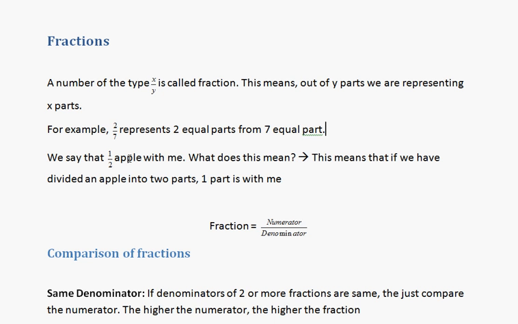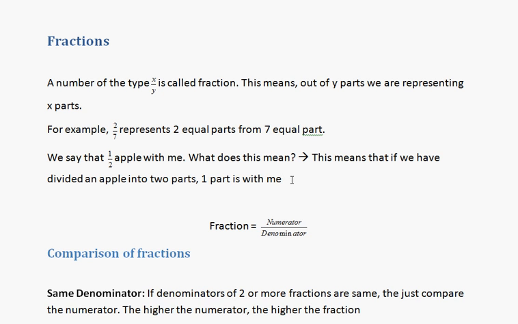What do we mean when we say we have half an apple? We mean that when we divide the apple into two portions, out of those two portions, one is with us, right? So 1 by 2 means 1 out of those two portions is with us. So a fraction is numerator divided by denominator, right? This is the general form of a fraction.